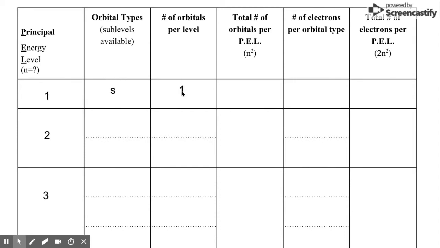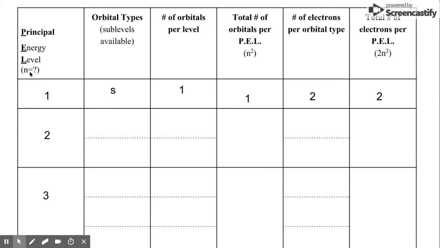The s orbital only has one sublevel, so there's only one orbital in the first energy level. There are only 2 electrons in that s orbital, and we show that for a total number of electrons of 2. That first energy level can only have 2 electrons.